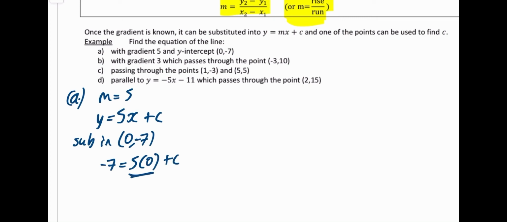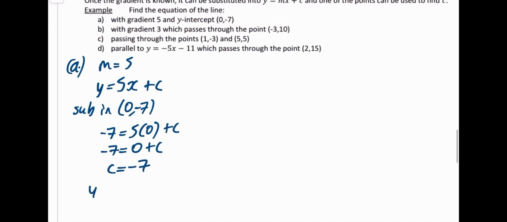Very common mistake for people to make here. People do 5 times 0 is 5, which is nonsense. Anything times 0 is just 0. So it's just minus 7 is equal to 0 plus c, which means c is equal to minus 7. And then you must remember to rewrite your equation, putting in the constants you've just found. So m was 5 and c was minus 7, and that's it.